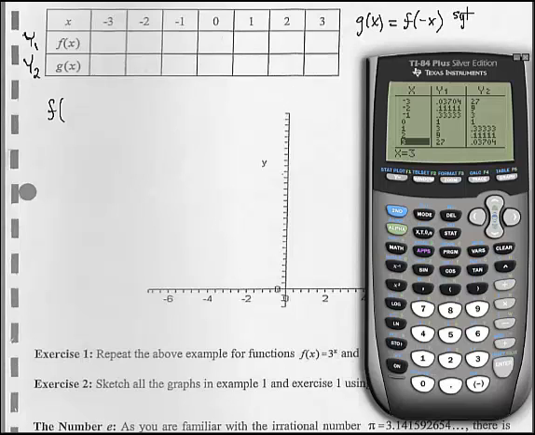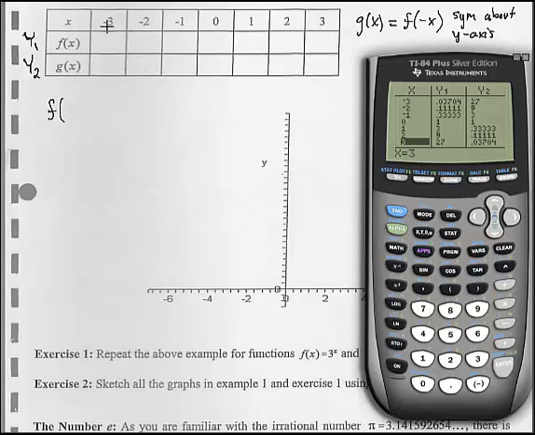Symmetric about the y-axis. Alright. And that's when the two are graphed together. Okay, these functions individually are not symmetric about the y-axis. I think you get the idea.